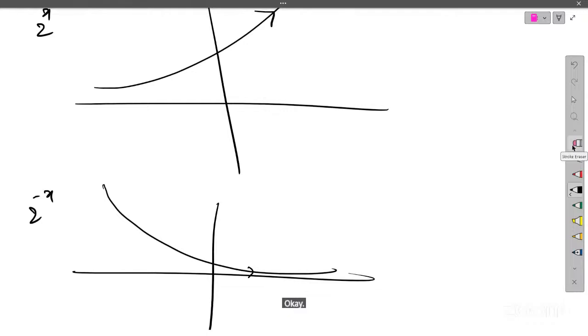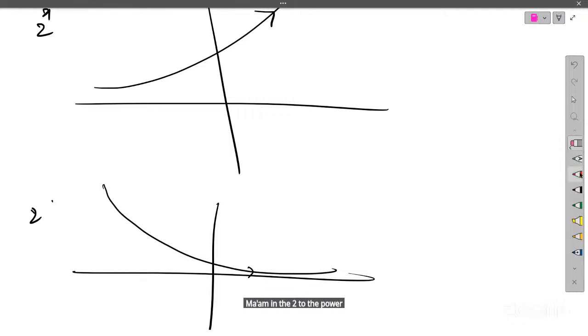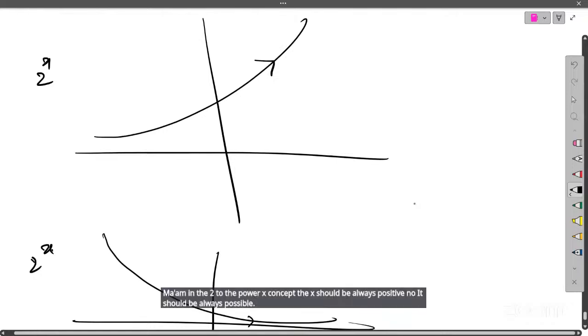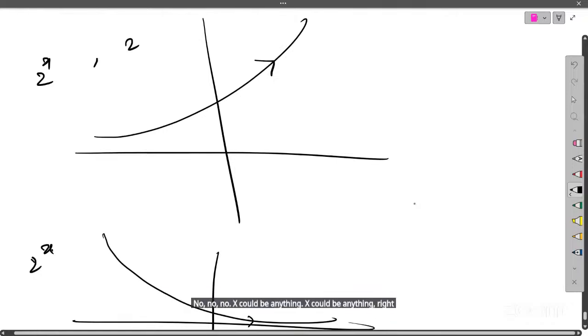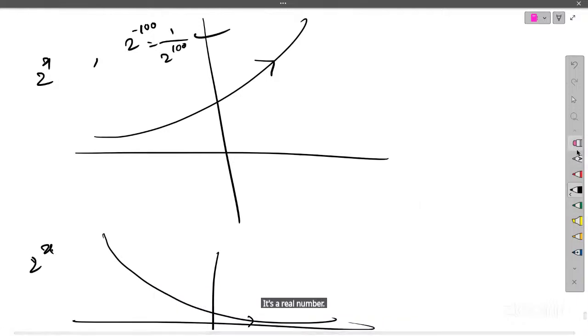Okay, fine. Thank you, ma'am. In the 2 to the power x concept, the x should always be positive, no? No, no. X could be anything. Because we know that 2 to the power minus 100 can also be defined. This is the same as 1 by 2 to the power 100. So it's a real number. X could be any real number.